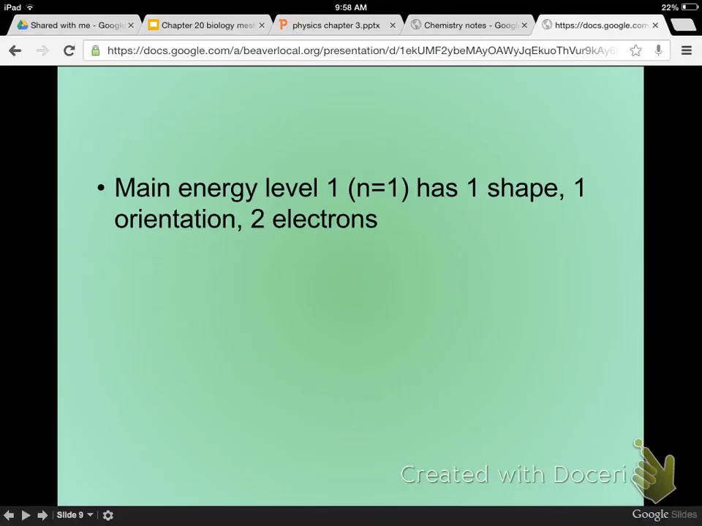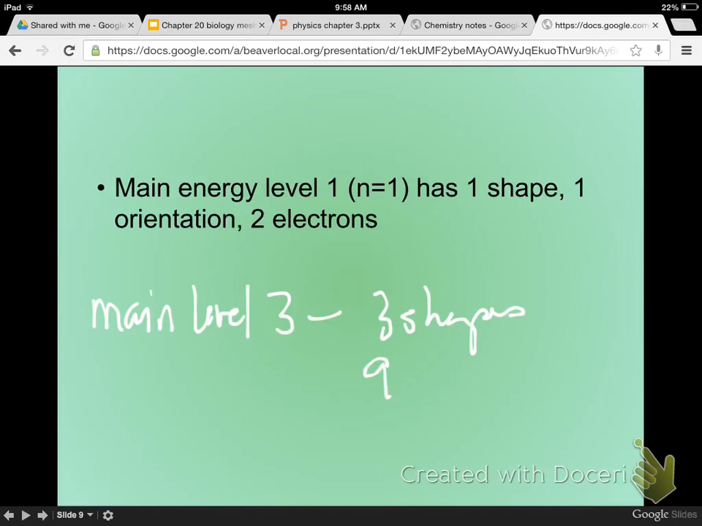We could do a sample here. So for main energy level 3, how many shapes? 3 shapes. How many orientations, how many actual orbitals? 9 actual orbitals. And how many actual electrons? 18.